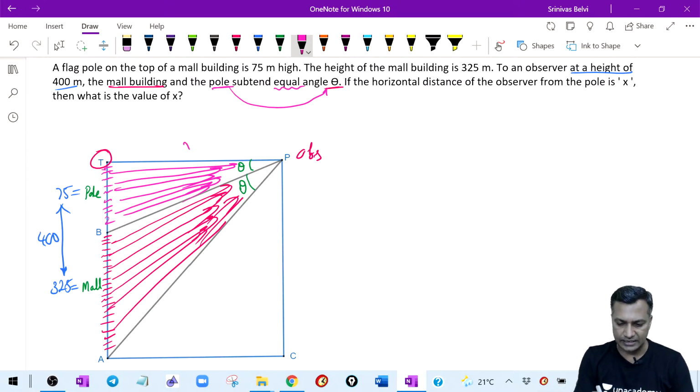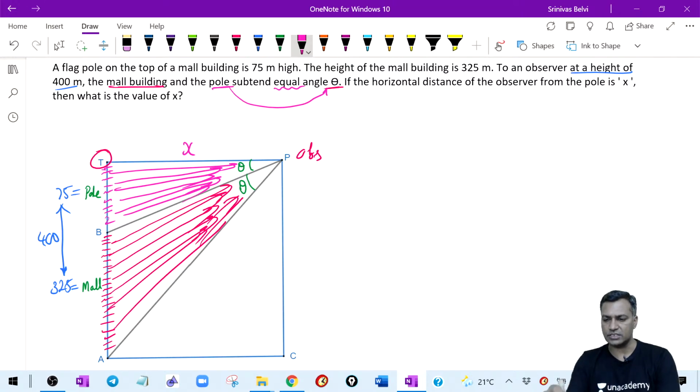Diagram is clear. This is X. The author is interested in this X. What is the distance between the mall and the person? Horizontal distance. This is what I need. X is what I need to find out. Is the diagram clear? Because getting the diagram is the key. Once you get it, the rest is incidental.